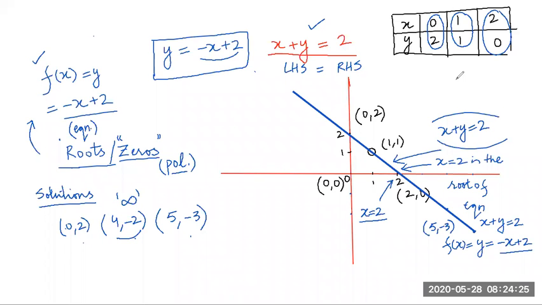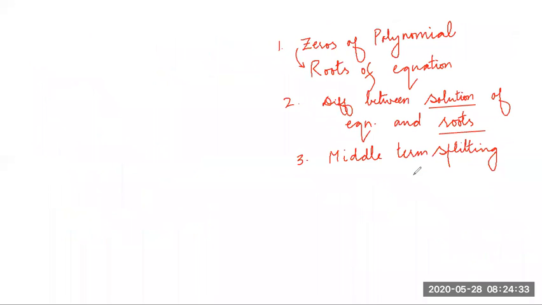All right, students, today we are going to cover some important topics in quadratic equations. Number one, we already know what zeros of polynomials are; how does the transition happen from zeros of polynomials to roots of an equation? Number two, what is the difference between the solution of an equation and its roots? Number three, what is the middle term splitting method? This we will apply in the case of a quadratic equation.